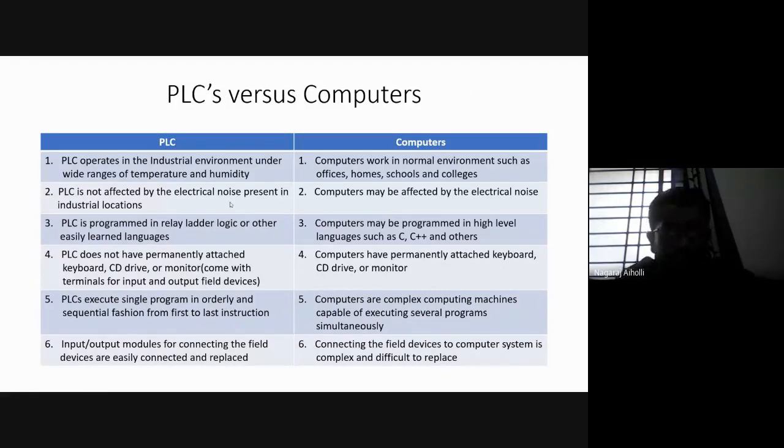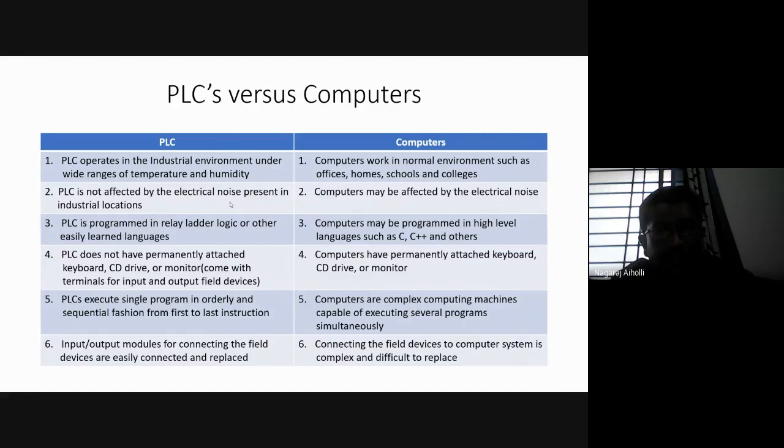Now, what about computers? Computers work in a normal environment. We know in which environment they work. Yes, we all are familiar with where computers work. We are using them in our offices, in schools, colleges, homes, personal computers. So these are the places where computers work.